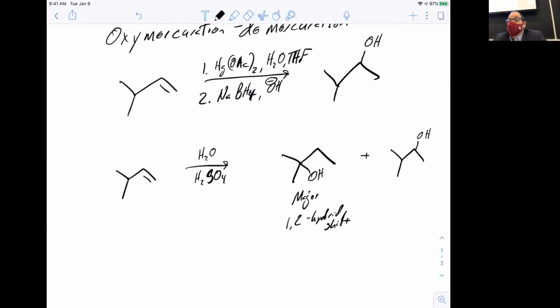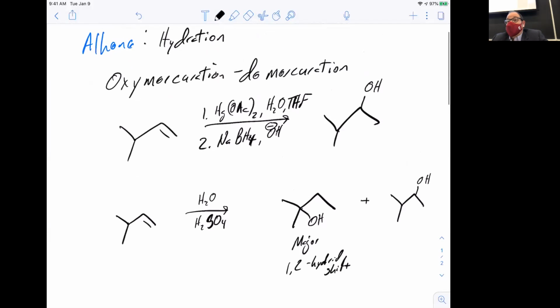Right. So why we would use oxymercuration demercuration is when we have a substrate that could do a carbocation shift, either a 1,2 hydride or a 1,2 methyl shift, and we don't want that hydride or methyl shift to occur. So the oxymercuration demercuration gives us the same Markovnikov style alcohol without rearrangement.